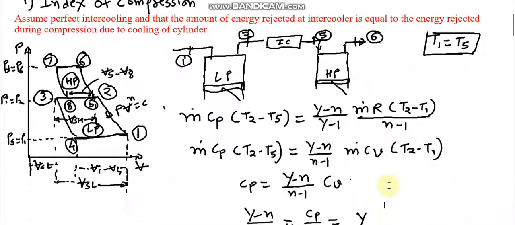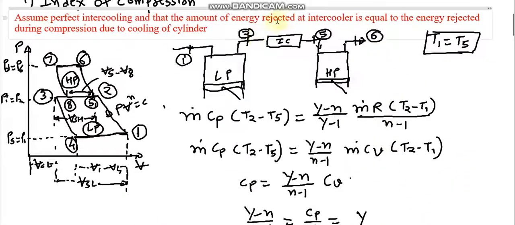we assume perfect intercooling and that the amount of energy rejected means, suppose this is the PV diagram. In this PV diagram, 1 2 3 4 is the cycle for the LP compressor, and 5 6 7 8 is the cycle for the HP compressor. This is suction pressure PS equal to P1. This is intermediate pressure PI equal to P2 equal to P5. And this is delivery pressure P6 equal to P7. This is the intercooler, 2 to 5.